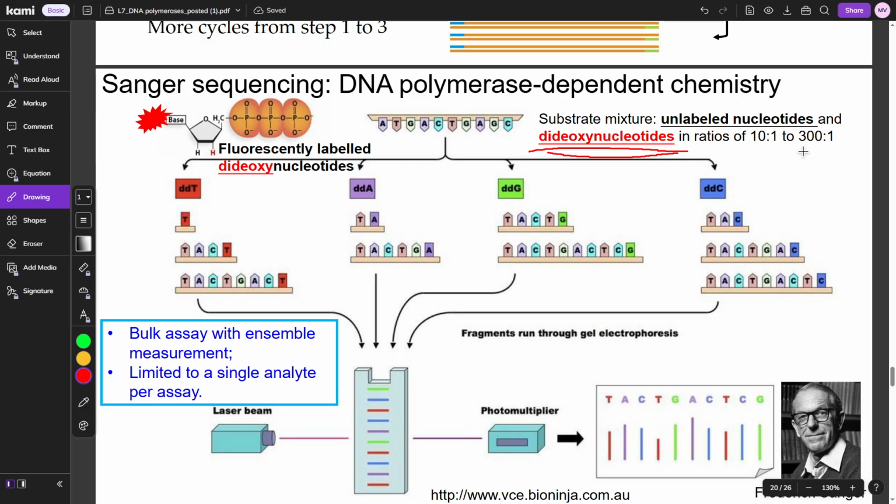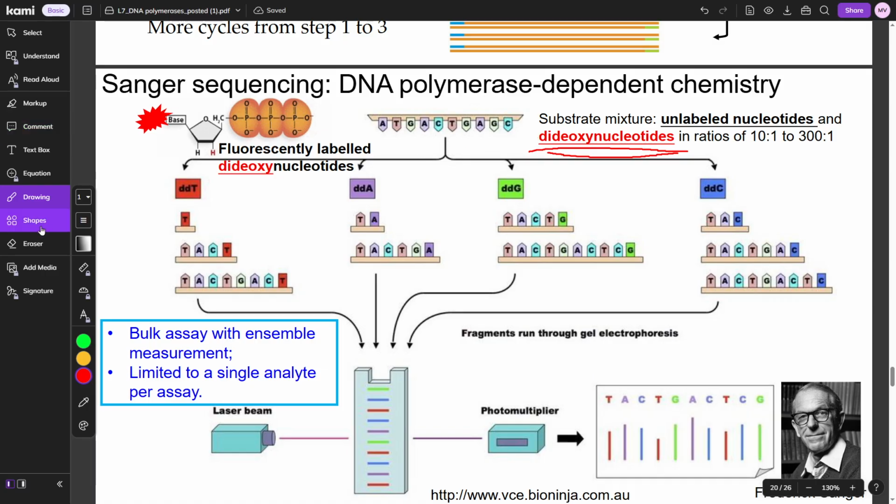to 1. You basically want a lot of unlabeled nucleotides and not too many dideoxynucleotides, because if you put too many dideoxynucleotides in there, you're basically just going to end up with no nucleic acid chains, because it's just going to keep terminating instantly because the dideoxynucleotides just keep binding first.